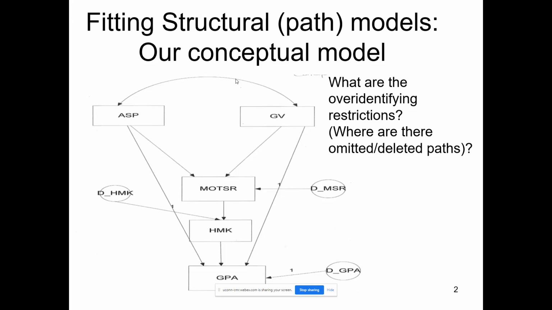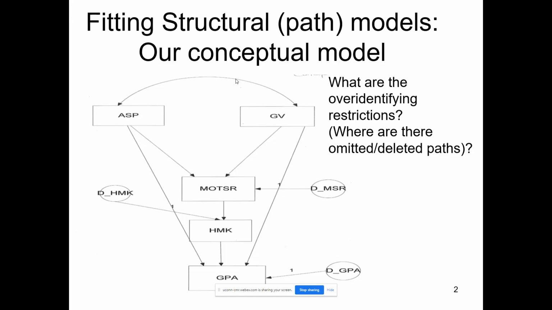Yeah. From ASP, a direct effect from ASP to HMK and GV to HMK? Yes, that's right. And I should probably tell you what those things stand for too, so they don't just seem like random letters. ASP is academic self-perceptions, GV is goal valuation, SR is basically motivation, self-regulation, but let's just call it motivation for short. HMK is homework, and GPA, that one's kind of obvious, right?